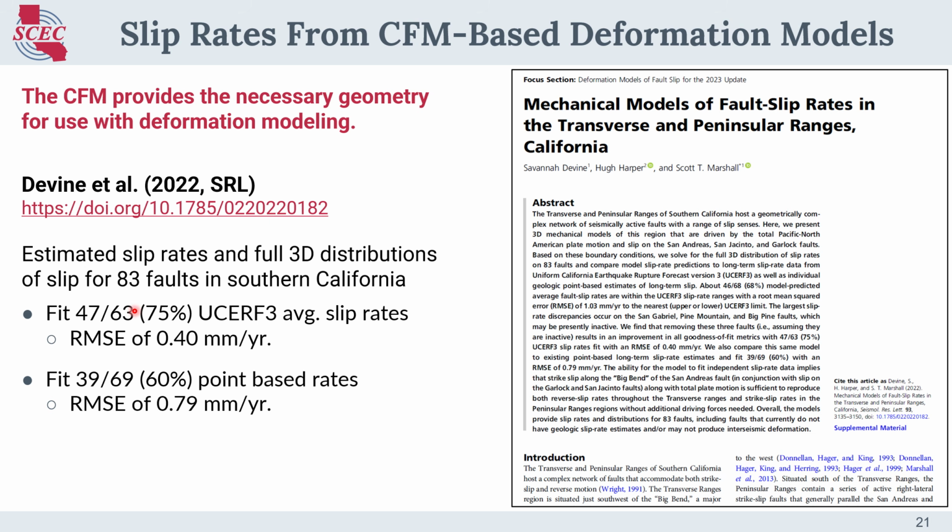Even though you say 75% fit isn't good, but the ones that we didn't fit, we only missed them by a little bit. We also compared to all those point-based estimates that I showed on the last slide and fit those within 0.8 millimeters per year, about. So this model does a really good job of predicting geologic slip rates, and of those 83 faults, a number of those faults had no slip rate estimates at all.